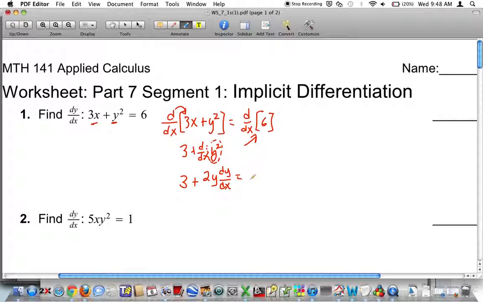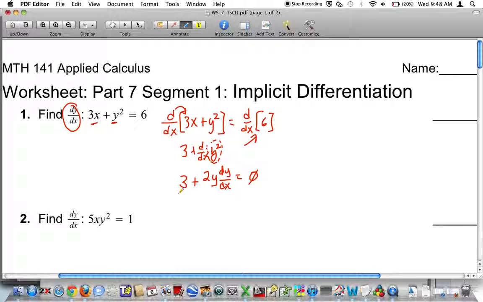now the derivative of 6 with respect to x just goes away, so that's equal to 0 because there are no terms, and I think you know that. Okay, so we're trying to find dy dx, and we have it right here, and you can just treat that as a variable and isolate it and solve for it.